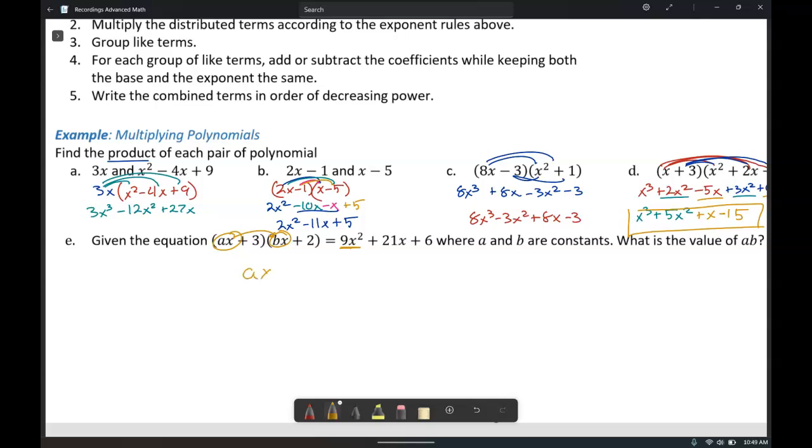And so we know that ax times bx has to equal 9x squared, meaning that a times b, x squared, equals 9x squared. Since the exponents and the terms are the same, what we're really focusing on is a times b equals 9, and since that's what the question is specifically asking for, we know that the answer is 9.